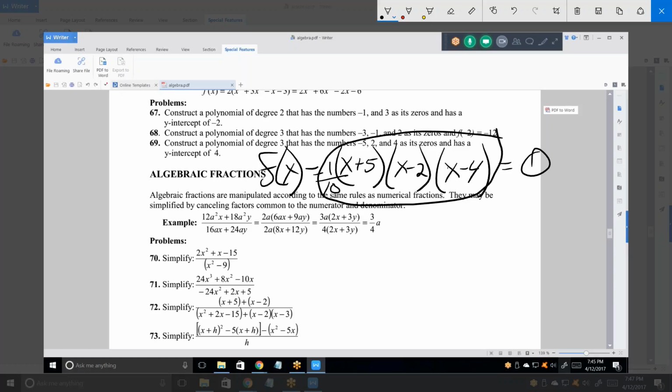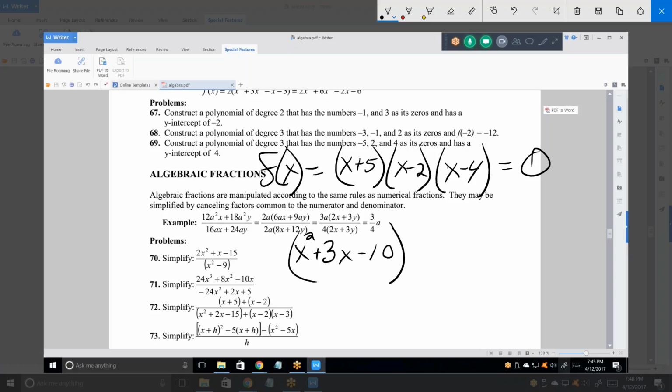We just looked and we know that they want a cubic. So let's multiply this out. Let's make sure you know how to do that. Multiply x plus 5 times x minus 2. Ignore the 1/10 for a moment, just because you don't need it yet. Let's multiply these three things together. Okay. So it'd be x squared minus 2x plus 5x, so plus 3x minus 10.